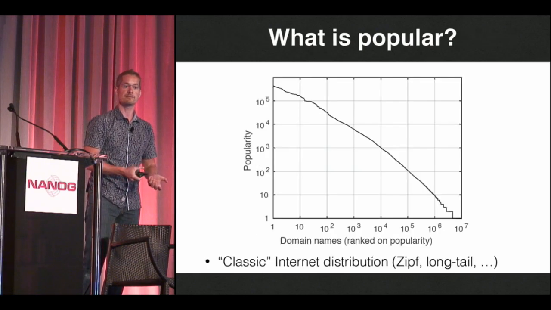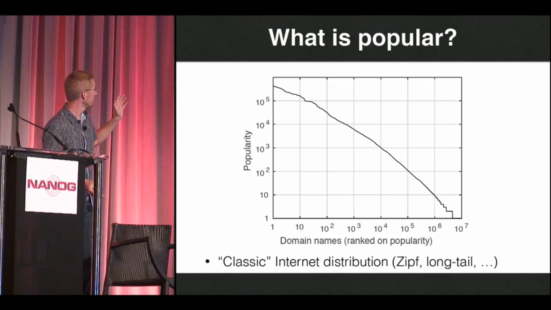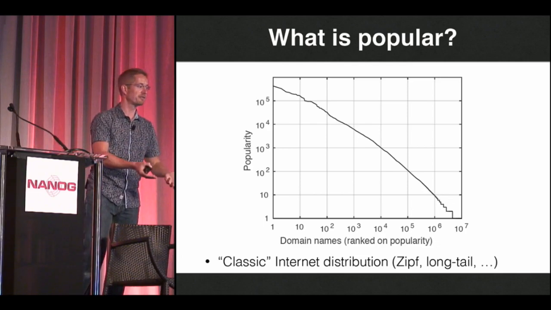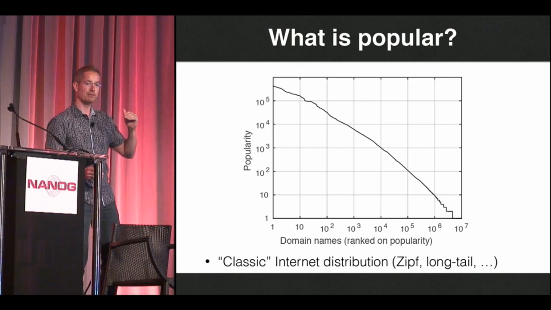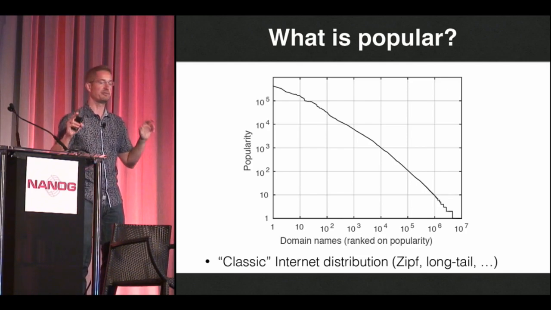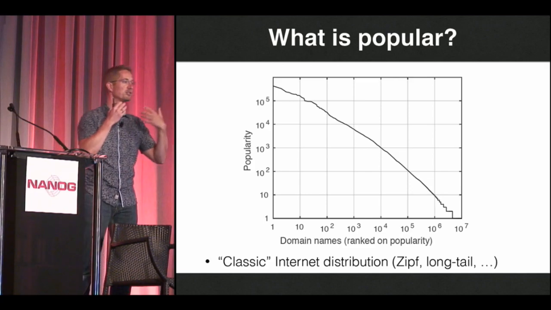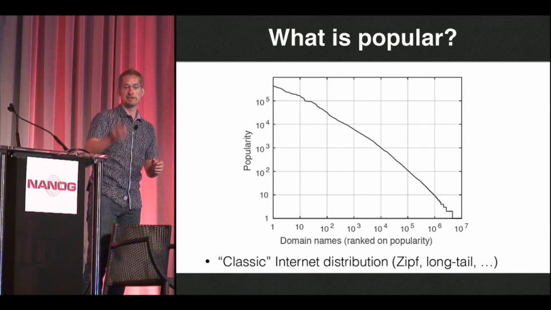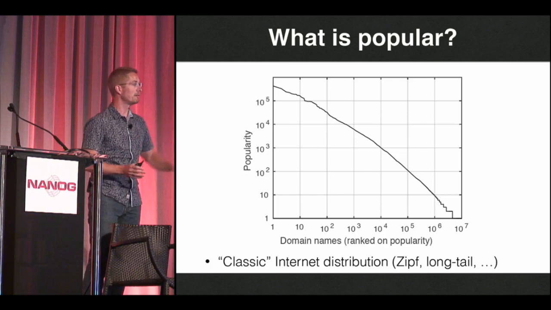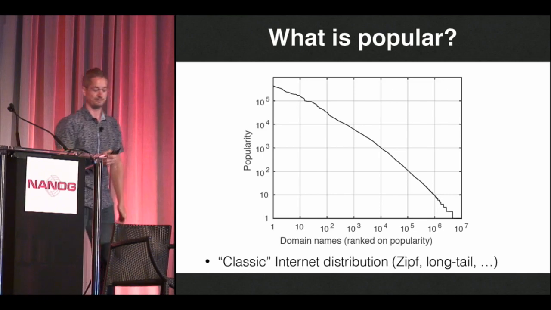Now, if you look at what is popular, this is a plot of the popularity of a query name, so how many queries we see for it versus ranking in popularity. What you see is what is called a Zipf or a long tail distribution, and that means that the most popular domains are responsible for the vast majority of queries. This is a log-log scale, so it becomes a line, but if you plot it normally, it looks like a curve that has a very steep drop-off towards the end.